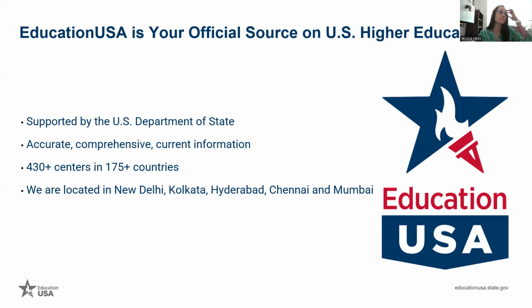For Education USA, there are over 400 student advising centers spread across the world. If you are joining today from any part of India, know that Education USA centers are located in these 5 cities, as you can see on this slide: New Delhi, Kolkata, Hyderabad, Chennai, and Mumbai. During the session today, I will be sharing some resources with you so that you can figure out which is the nearest Education USA center for you and get in touch with us.